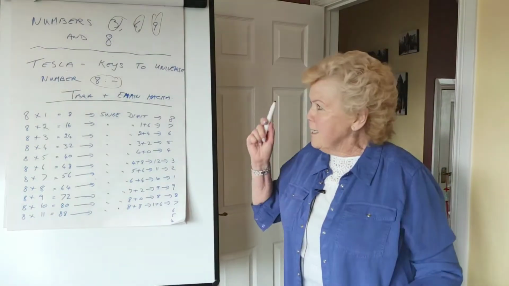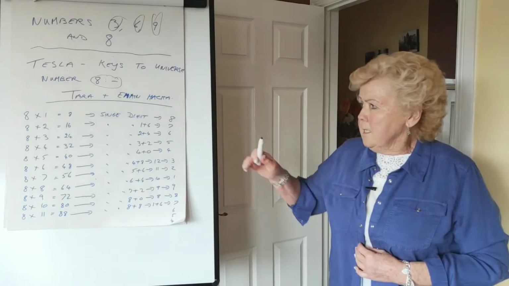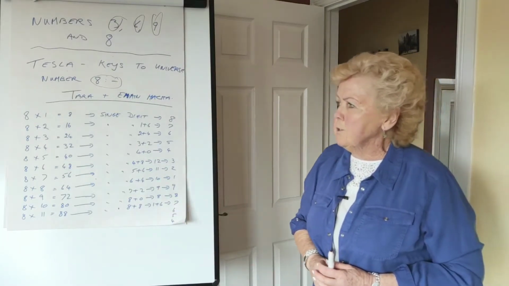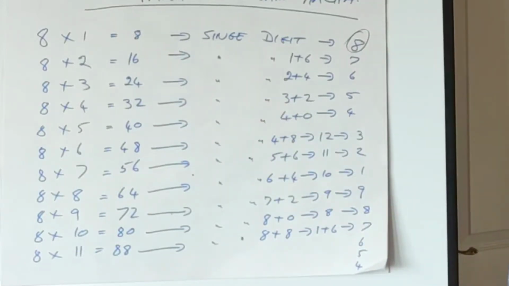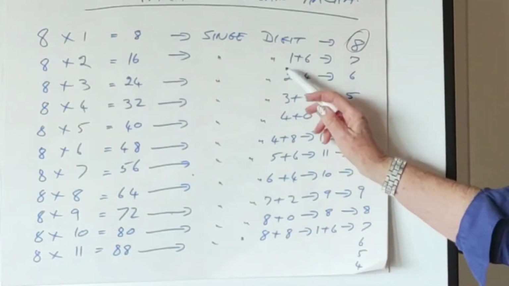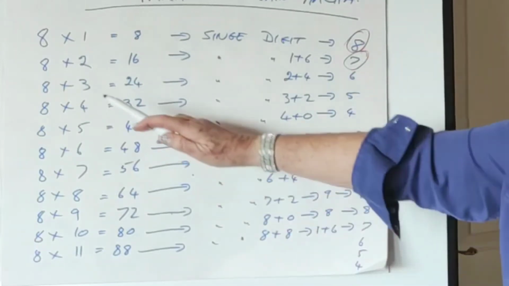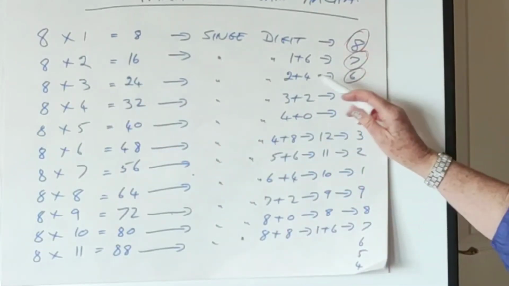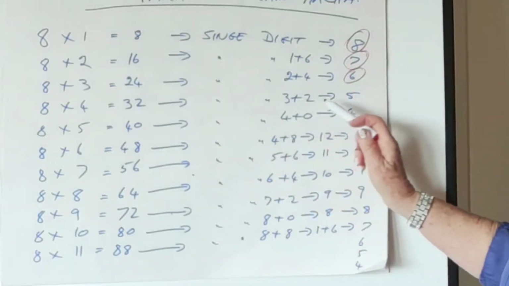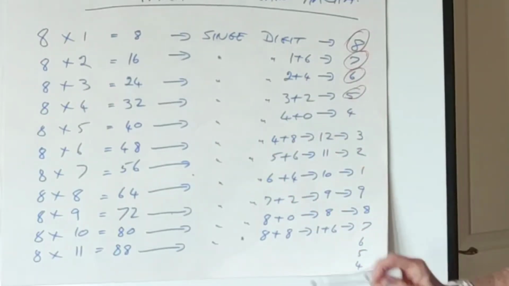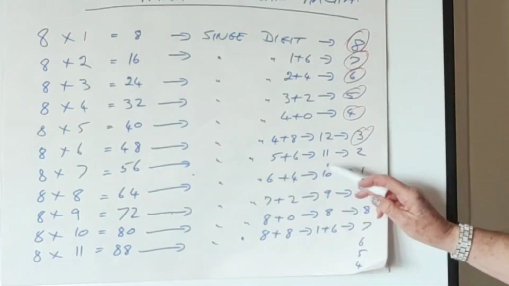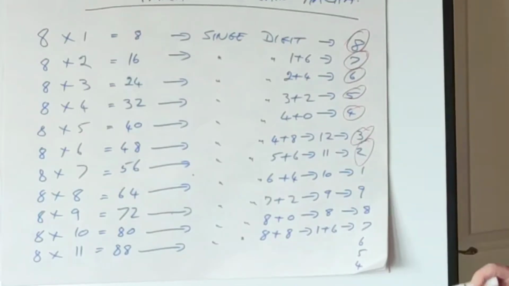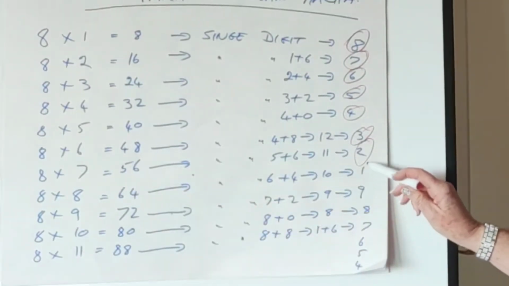Now, look at this number 8. What's going on here? Multiply 8 by 1, you get 8, single digit 8. Multiply 8 by 2, you get 16. 1 plus 6, 7. 8 by 3, 24. 2 plus 4 is 6. 8 by 4 is 32, and that gets you down to 5. 8 by 5 is 40, a 4. 8 by 6 is 48, a 12, a 3. 8 by 7, 56, 11, 2. And 8 by 8, 64, you're back to 1.